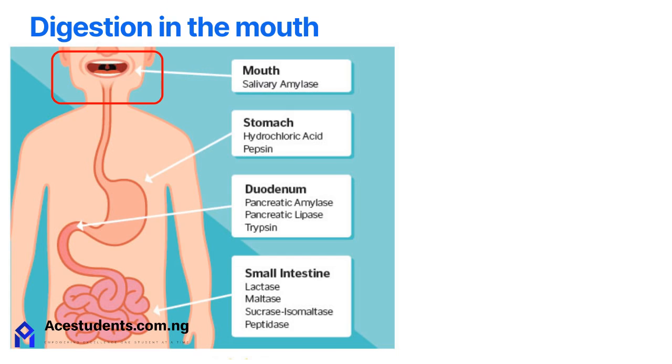Let us look at an example. Step 1. Starch molecules are present in the food. Step 2. The enzyme amylase acts on starch. Step 3. Starch is broken down into maltose molecules.